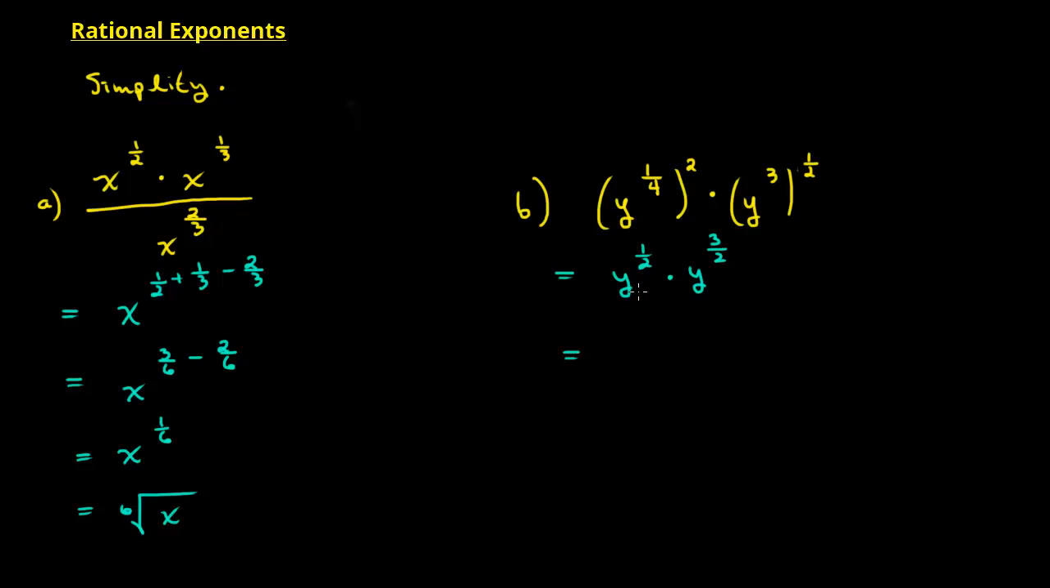When I'm multiplying powers of the same base, I add their exponents. So I'll have y to the power of 1/2 plus 3/2. Now, 1/2 plus 3/2 is just 4/2. So this is just equal to y squared.